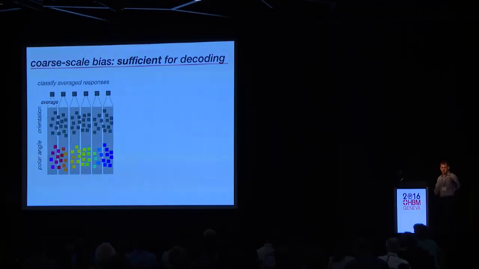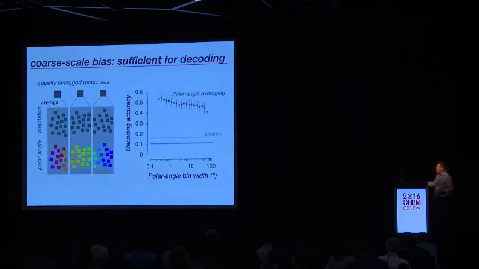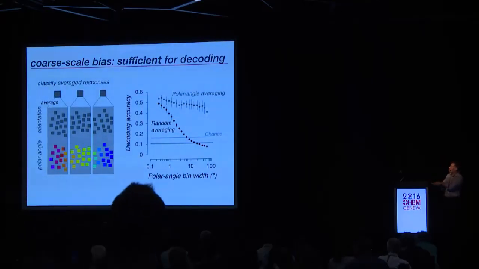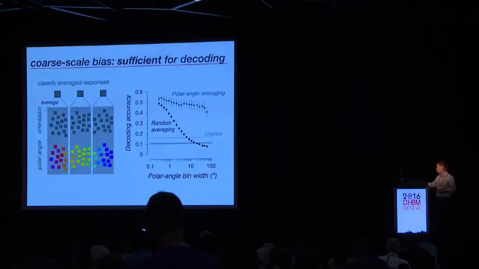And if decoding is due to small biases arising from the irregular structure of columns, this averaging procedure should diminish decoding. And in fact, if we average the data in bigger bins, then decoding should get even worse because I'm disrupting the fine-scale columnar architecture. And what we found is that we can decode from these average supervoxels all the way down to 3 bins. So I'm averaging hundreds and hundreds of voxels together. And we still get reliable decoding for orientation. If I average voxels randomly, decoding falls to chance. So this is evidence that the coarse scale orientation bias is sufficient for orientation decoding.